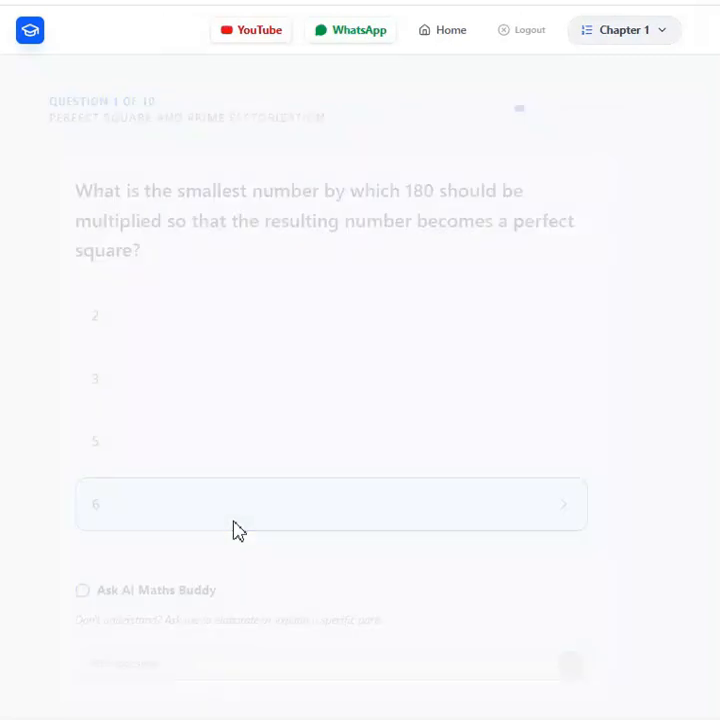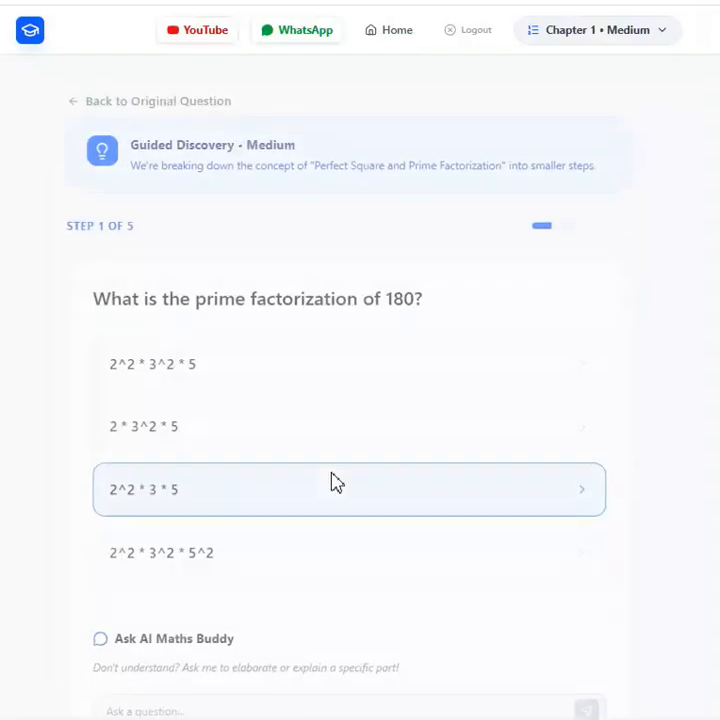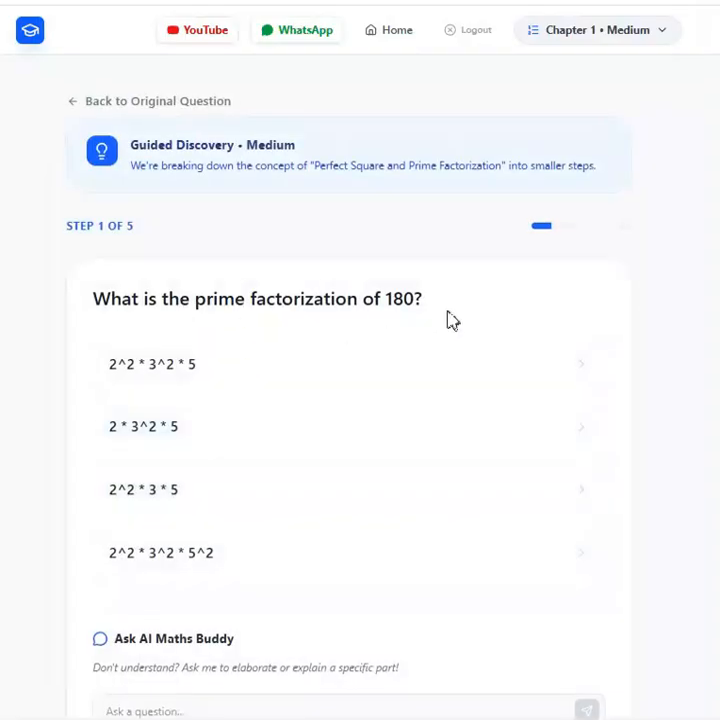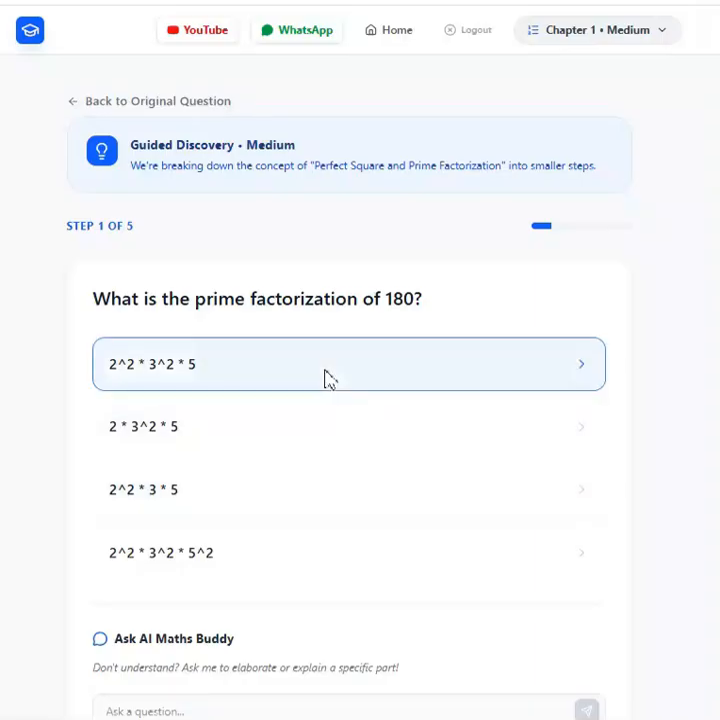We again go for an incorrect one and say we want to understand the concept. What is the prime factorization of 180? Now we have understood. So we click on the right answer because we have understood this thing. So the right answer will be this part, 2 square into 3 square into 5.